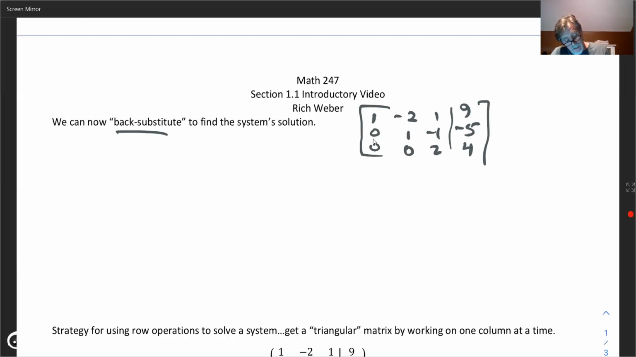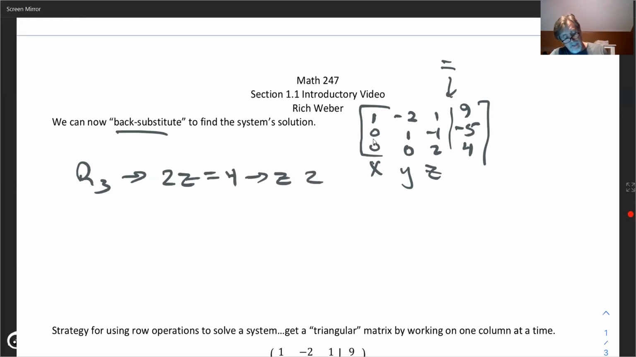Like I said, if you take a look at row 3, what you've got is 0. Remember, these columns are the coefficients of x, y, and z, and this line is the equal sign. So now I'm going to go back to equations. I'm going to take the bottom row, and it says 0x plus 0y plus 2z is equal to 4. Well, lo and behold, we discovered that z is equal to 2. That's good. Now we go to row 2 and look at that one.